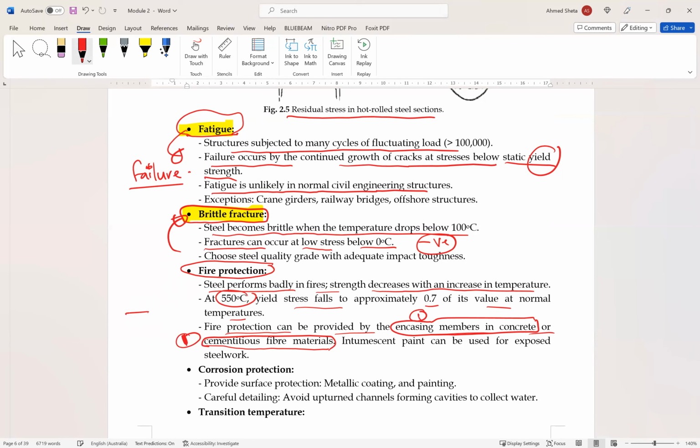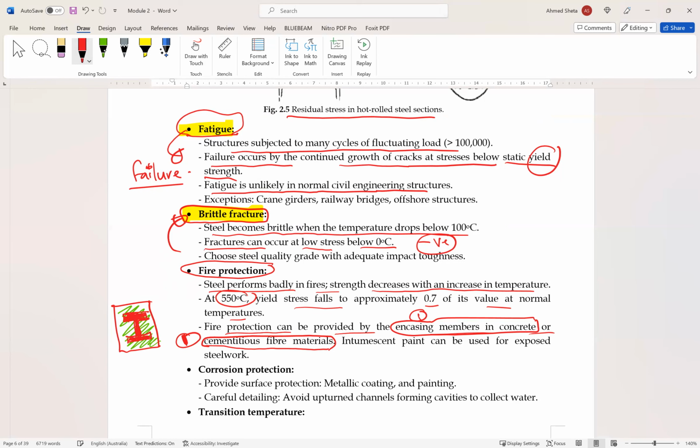Like if this is the steel section, if it is a column or a beam, we put it in a concrete section. So the concrete is better in fire protection. So it will be better if the steel member is under fire.